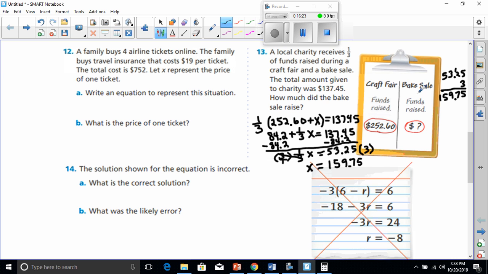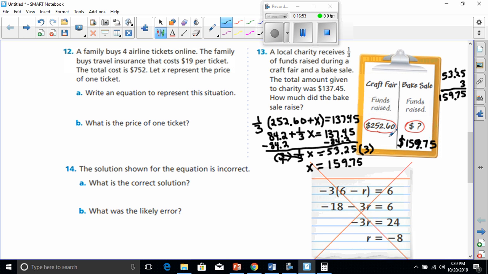So the answer to the bake sale question is, let's see, dollar sign here, $159.75. Just going to correct that real quick.